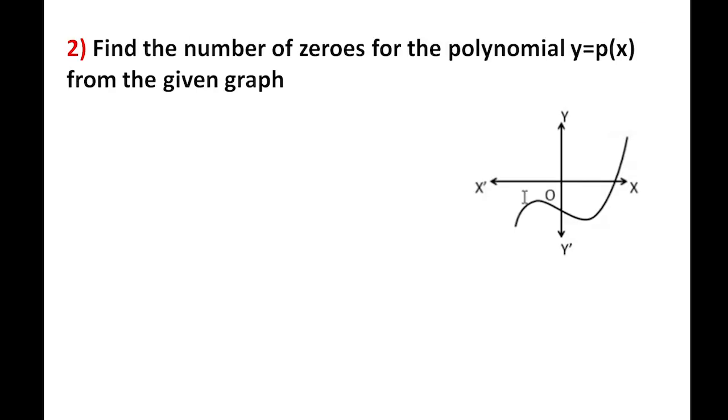I will give another question. Our second question is, find the number of zeros of the polynomial y equal to p of x from the given graph. See, y equal to p of x means the polynomial is in terms of x. So we have to find out the number of crossing points with the x-axis. The graph crosses x-axis at only 1 point. So the answer is 1. The point I have shown with the green dot, so you can easily understand.